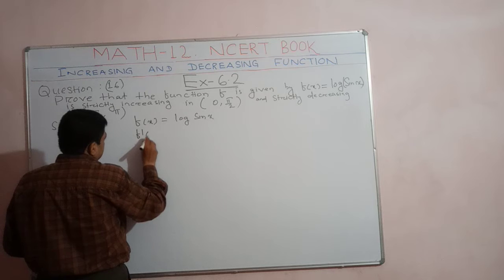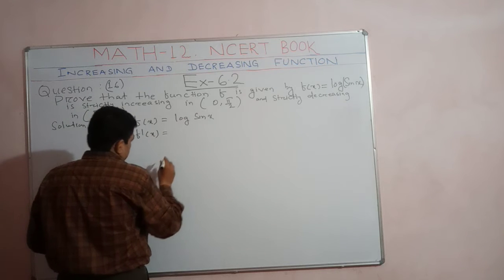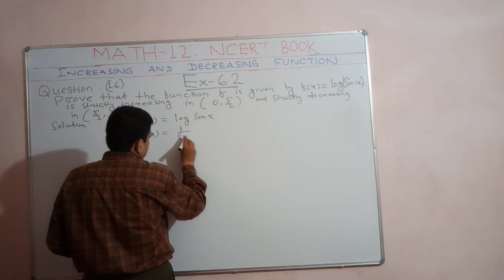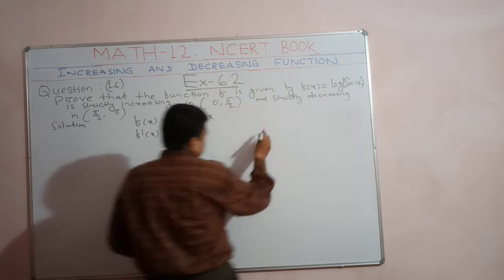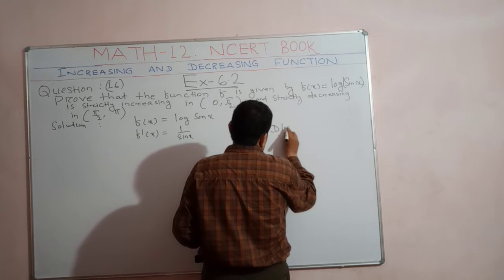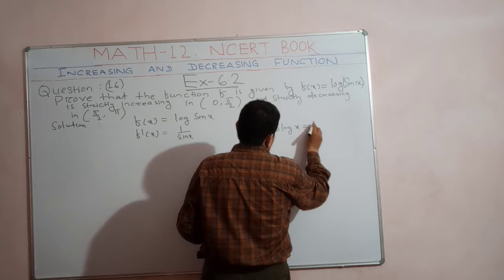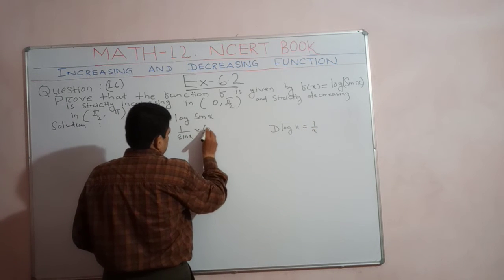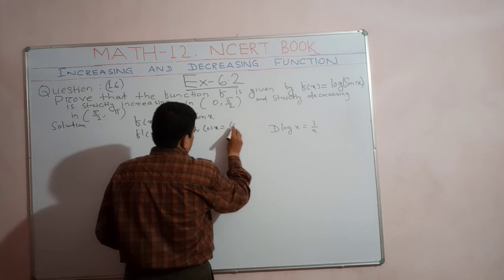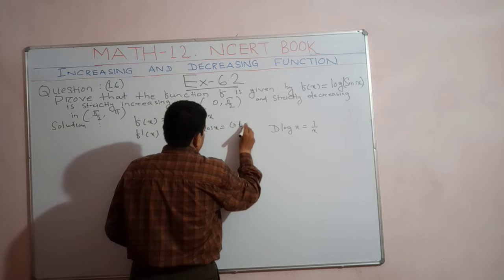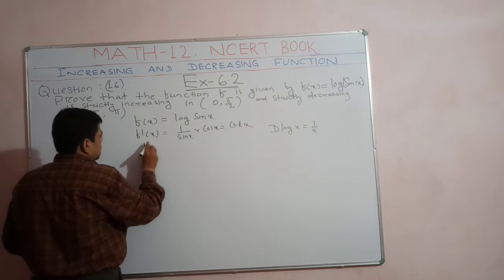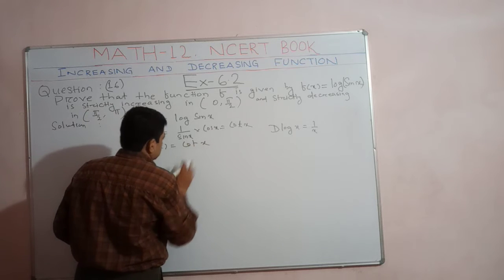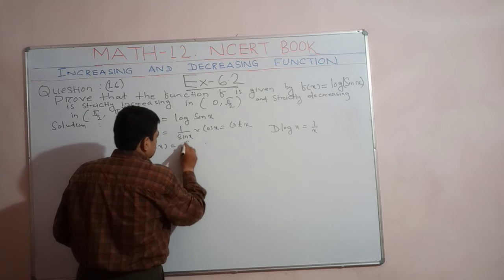So, f dash x is equal to the derivative of f(x), which is the derivative of log sin x, which is 1 upon sin x. What is the derivative of log x? It is 1 upon x, into the derivative of sin x, which is cos x. So it is equal to cos x by sin x, which is cot x. So, f dash x is equal to cot x. Very simple. Yes or no?